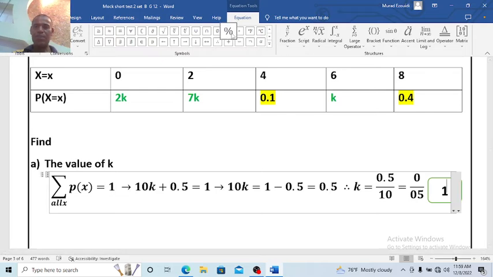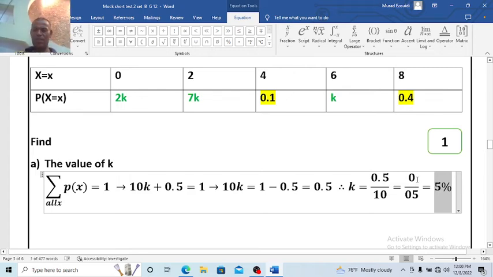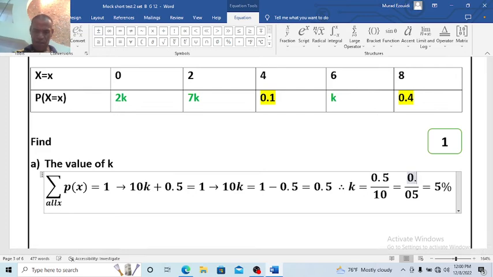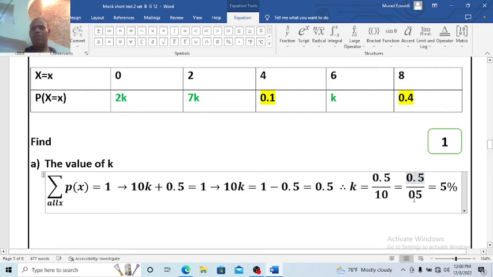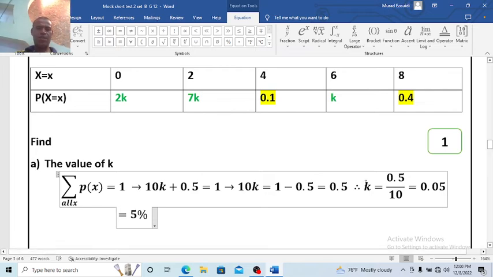Where is percent? This one. Okay, I'll just ignore this. This is the first question. I will use 5%, it is better than 0.5 divided by 10. I will erase all of this. It will be 0.05. Okay. Now we found k.